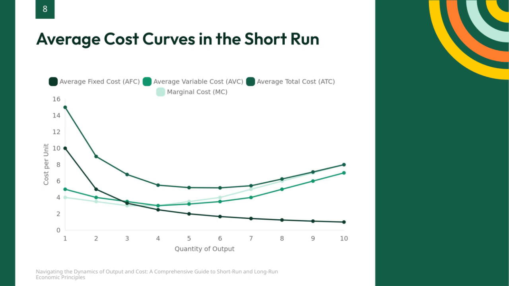Finally, the marginal cost, MC, is key for decision-making, initially decreasing and then climbing sharply after a certain point, showing the cost of producing one more unit and its impact on overall costs. Understanding these curves helps us grasp how costs behave with changing production levels and is essential for optimizing output and pricing strategies.